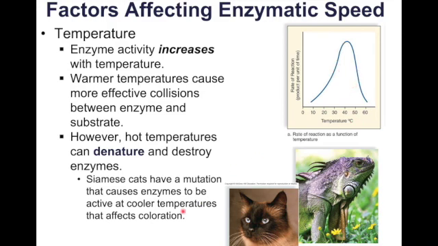Kind of a cool example of this is this mutation that Siamese cats have, where some enzymes are only active at cooler temperatures, and so the enzyme that causes the fur to be darker is at the tips of the tail and their ears and their face. So this is where they get this darker fur, because the enzyme is not active in the white parts of their body. Thought that was kind of cool.